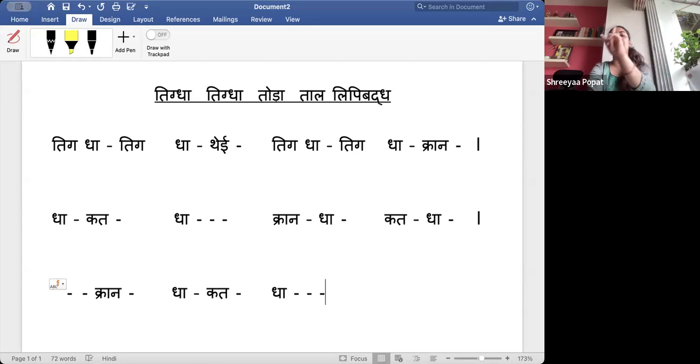Here we complete 1 palla of the bowl. And if you notice, interesting is that here this dha, when the first palla of the tihai ends, you have 3 gaps. And here also you have 3 gaps. It's just that it has been split between 2 beats. Here 1 and here 2. And that is why your next kran is offbeat.